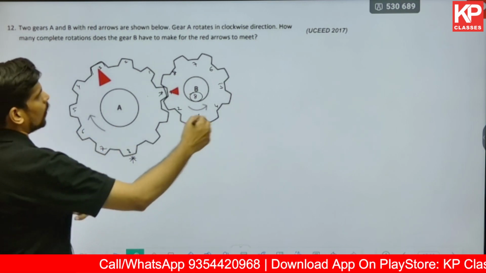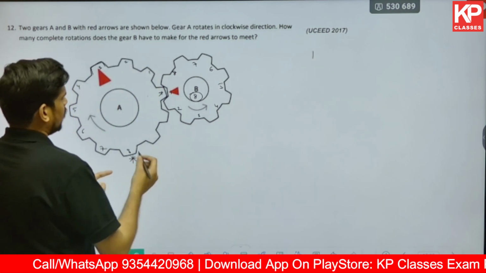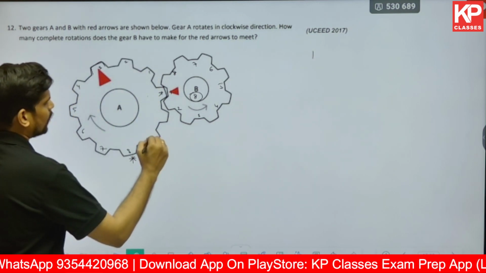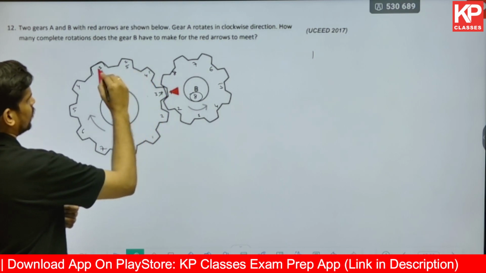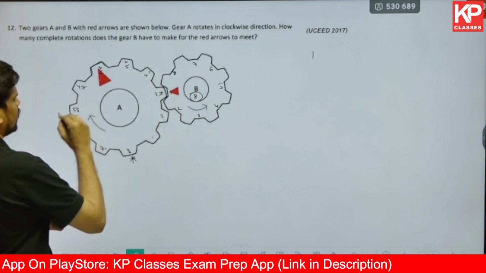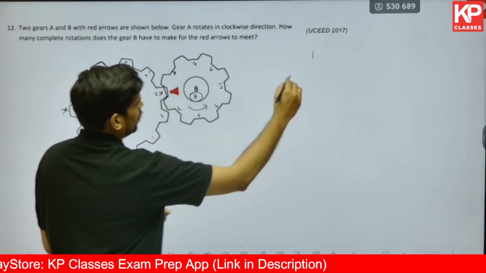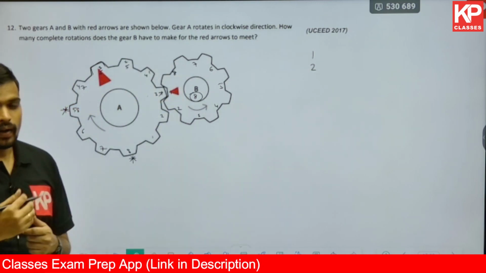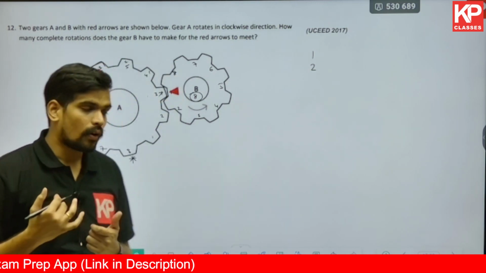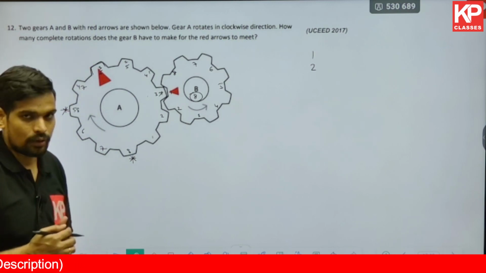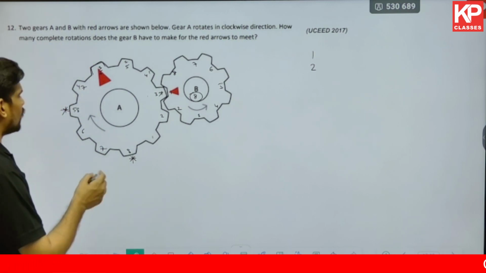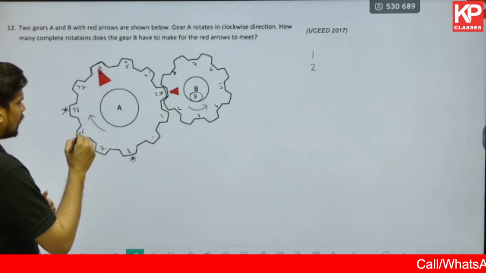You keep on counting. So that's one rotation we have added. Next rotation, you'll again start with 1, 2, 3, 4, 5, 6, 7, 8. This teeth will come into contact after the second rotation. So you have to keep on counting the number of rotations and see at which point will you stop at this red arrow. That's how you need to solve it. So let me keep on doing that. Let me start with 1 again.